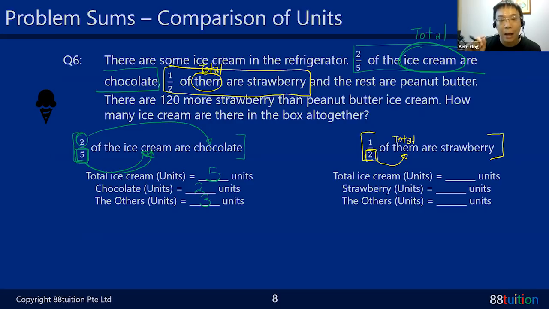So 1 out of 2 of them are strawberry, which means that what? The 1 unit here is your strawberry, and 2 is your total. So the total is 2. So what is the hidden information? The hidden information is the total has 2 units. 1 is strawberry, and the other is 1 unit.